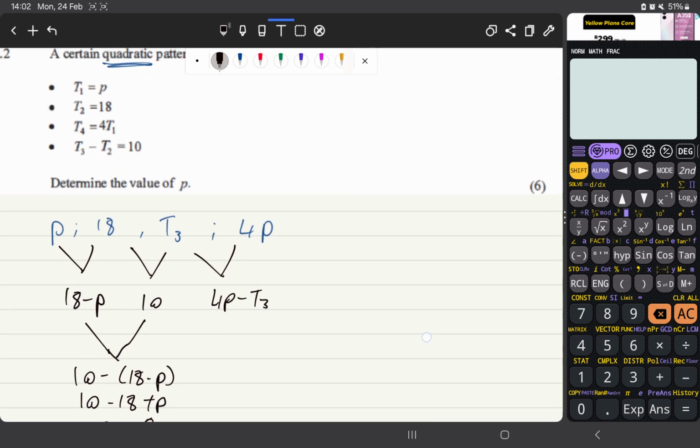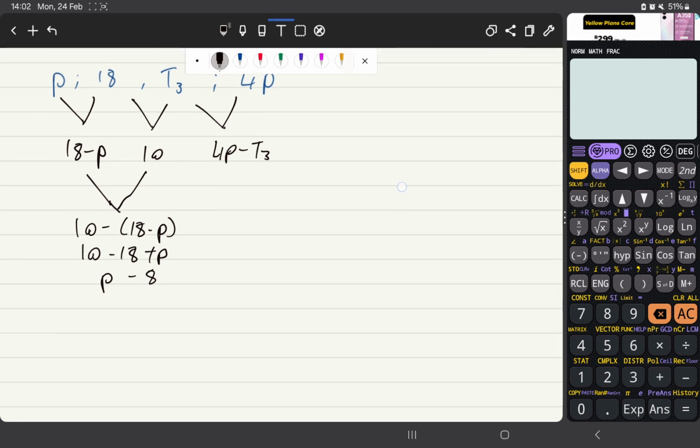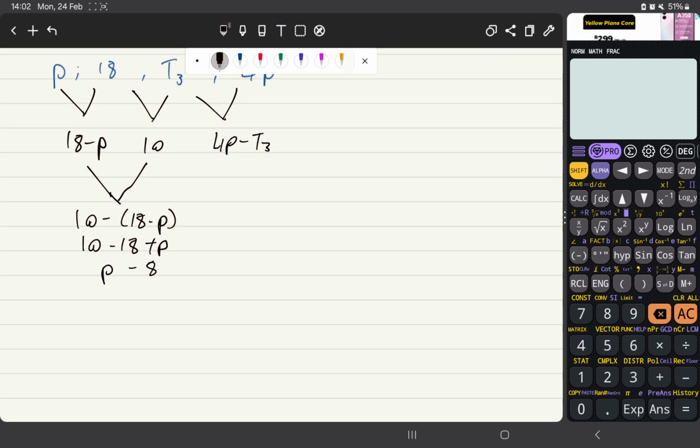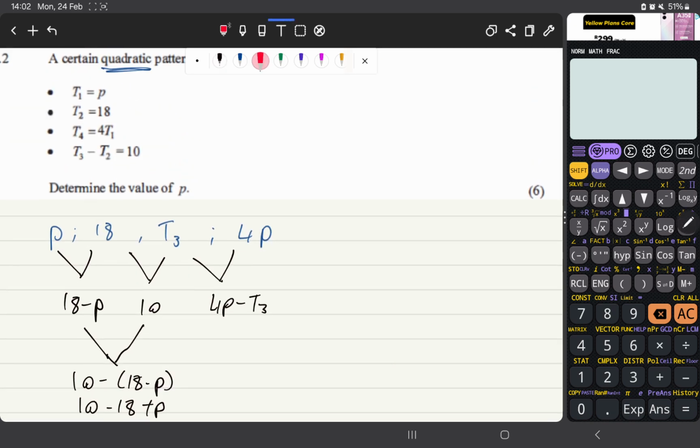And just to show you something, this is part of the solution as well. They say T3 minus T2 equals 10. T3 is gonna be what? T2 plus 10, which is 18 plus 10, which is 28, right?